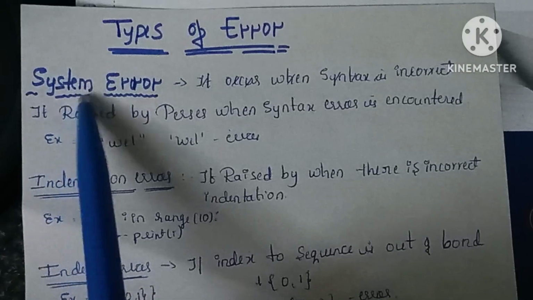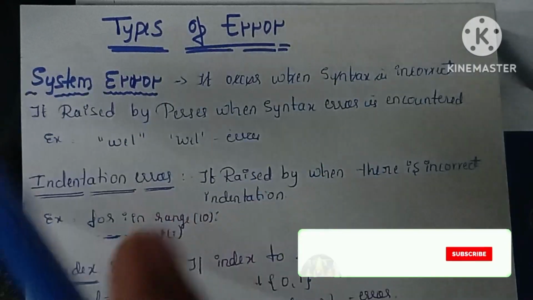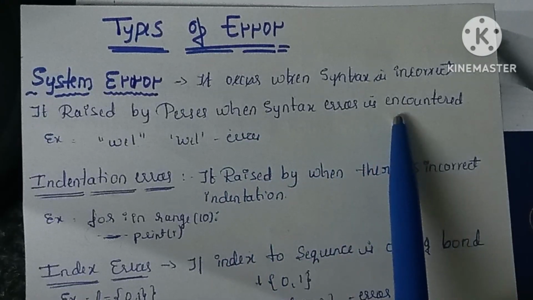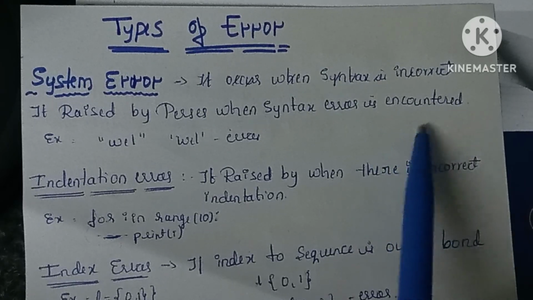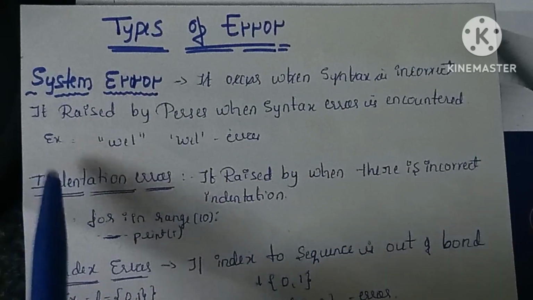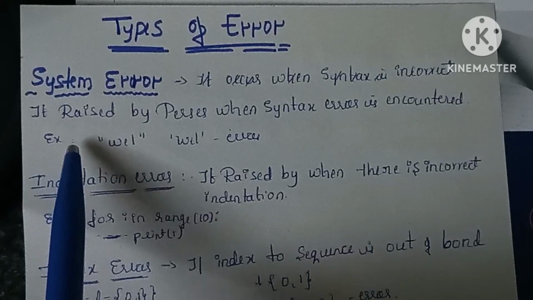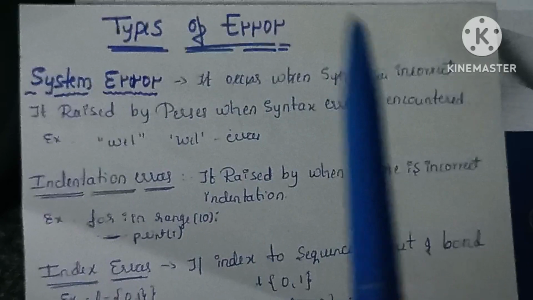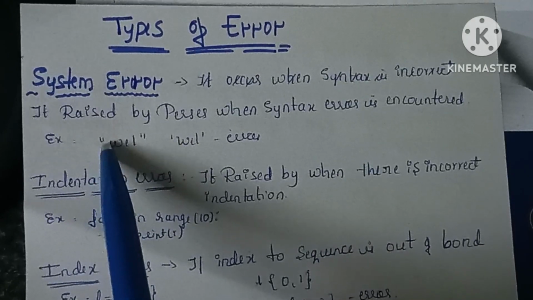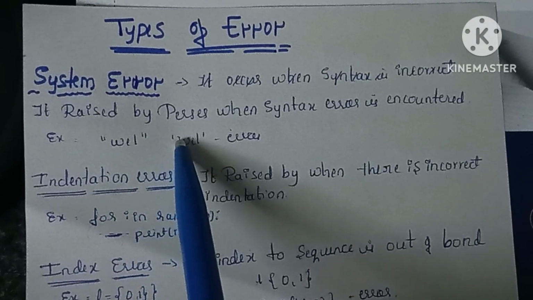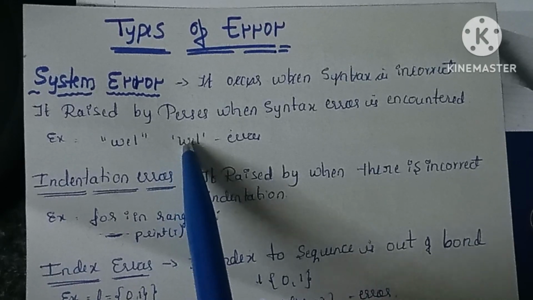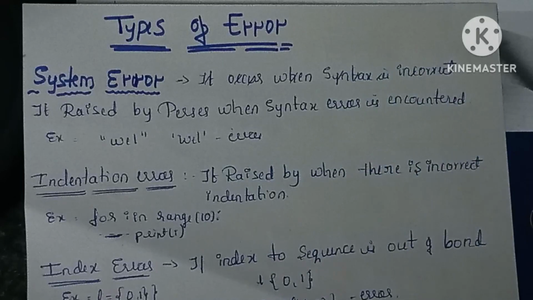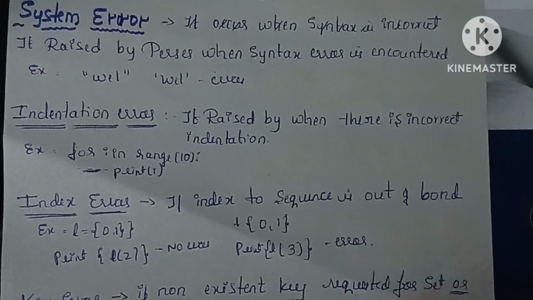Error. First one is system error. What is the meaning of system error? It means it is raised when a syntax error is encountered. I will tell you an example, with that example you can understand easily. While you display or define the string, we need to write it in double quotation marks, like "Welcome". If you write it in single quotation marks, then an error will come, that is the system error.